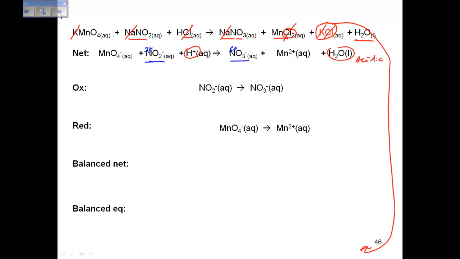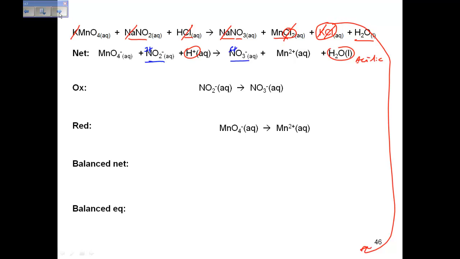Okay, next thing we're going to do is balance atoms. Let's handle the oxidation first. Got 1 nitrogen on both sides, not a problem. I got 2 oxygen on one side, 3 oxygen on the other side. If I tried to change that by using what's there, I would never catch up because I would mess up the nitrogens once I balance the oxygens.